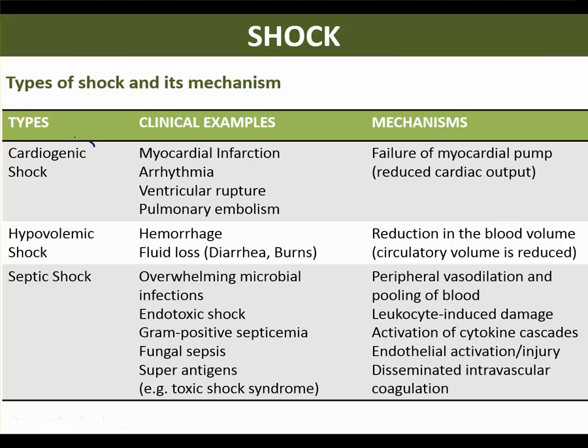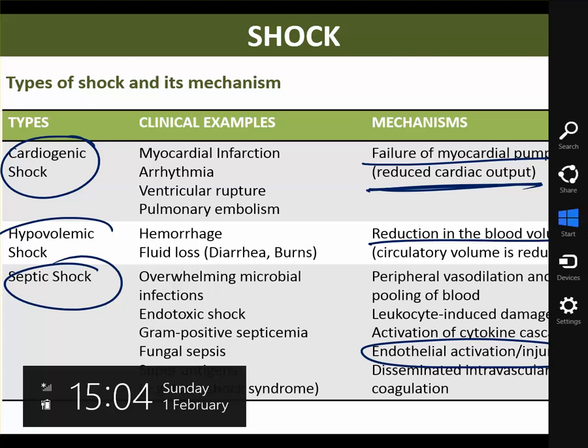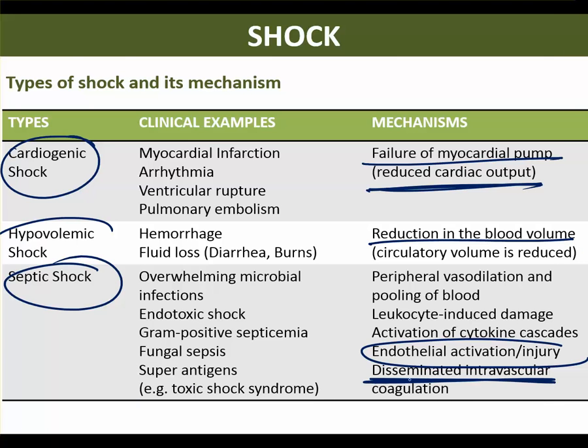Okay, so now coming to cardiogenic shock, it is due to the failure of the cardiac pump, that is reduced cardiac output. Hypovolemic shock is due to the reduction in the blood volume. Septic shock is due to, at least you should know, endothelial activation and injury that leads to, very important, disseminated intravascular coagulation, which means disseminated means spreading, intravascular means inside the blood vessel, they are forming clot. So that is called DIC, disseminated intravascular coagulation, that will produce decreased platelet, decreased clotting factor, leads to bleeding.